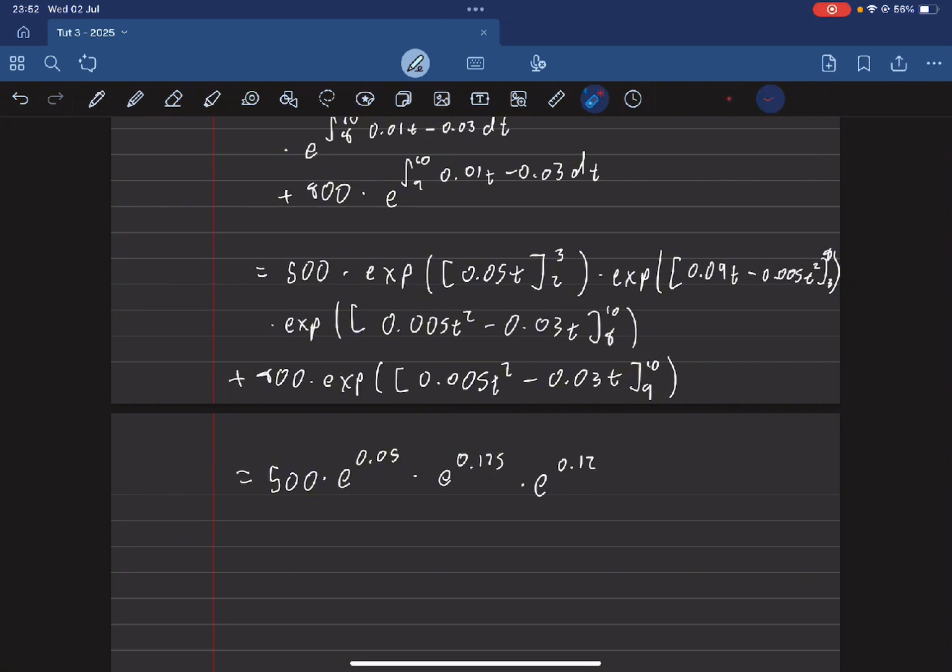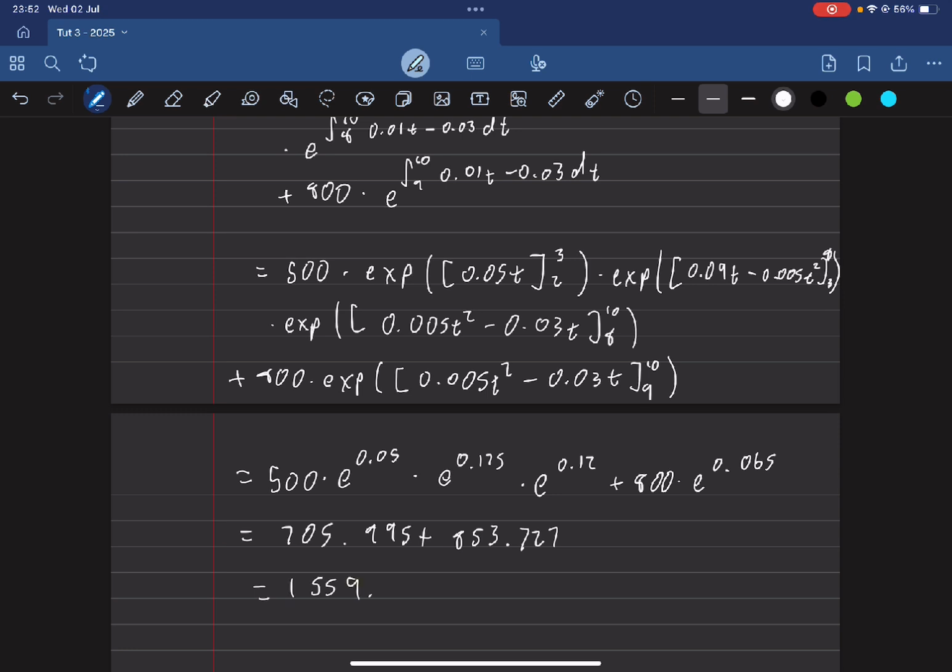Okay, so basically this comes from that one, this one comes from that one, this one comes from that one. Plus 800 times e to the power of 0.065. And when we write that out, we get 705.995 plus 853.727. And when we add it up, we get 1,559.72. That's how you do A.